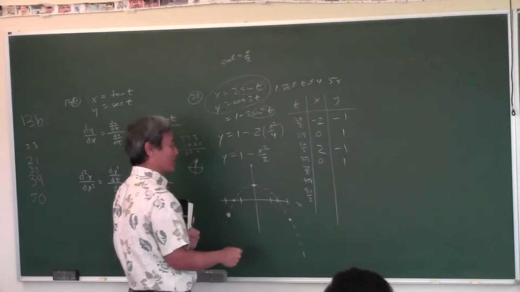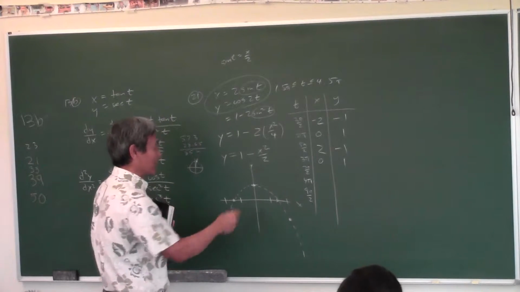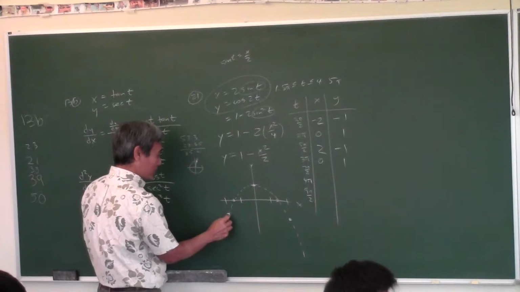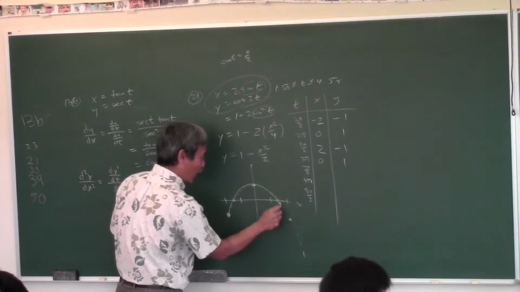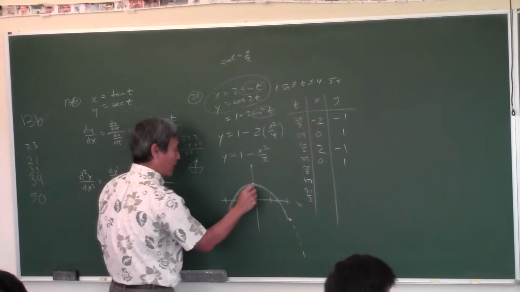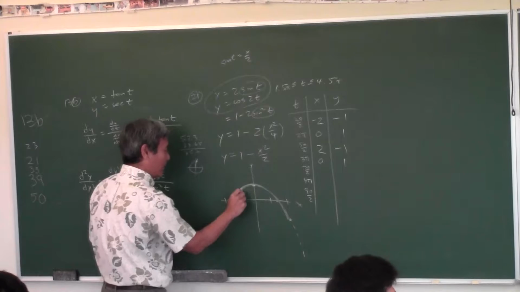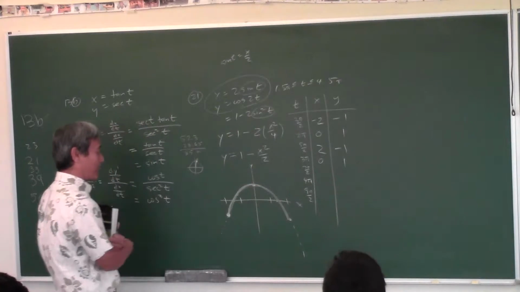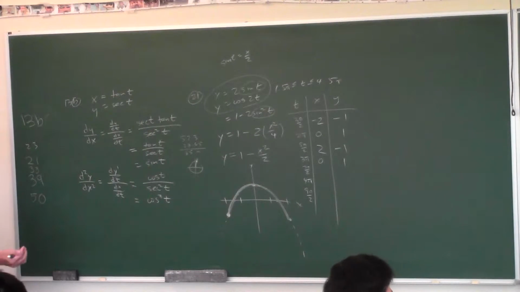Anyway, we kind of know what's going to happen already. We don't even have to fill in the chart. The particle starts here, goes like this, and it just keeps going back and forth. That's the path traced out by the particle.